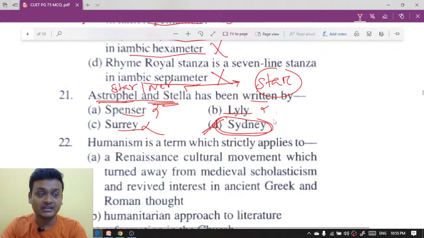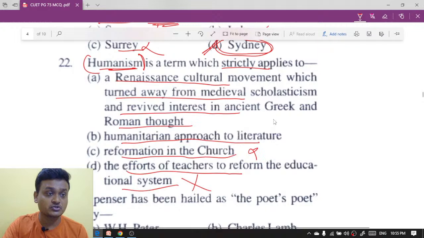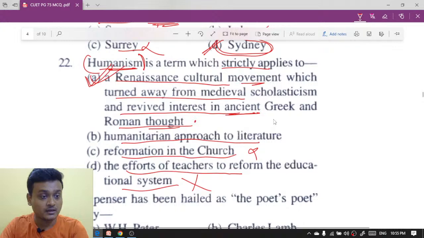Okay. Moving on to question number 22. Humanism is a term which strictly applies to. What do you mean by the term humanism? It's a Renaissance cultural movement which turned away from medieval scholasticism and revived interest in ancient Greek and Roman thought. Or humanitarian approach to literature, reformation in the church, the efforts of teachers to reform the educational system, that is also wrong. So humanism is actually a Renaissance cultural movement which turned away from the medieval scholasticism and revived interest in Greek and Roman thought. Okay. This is humanism.